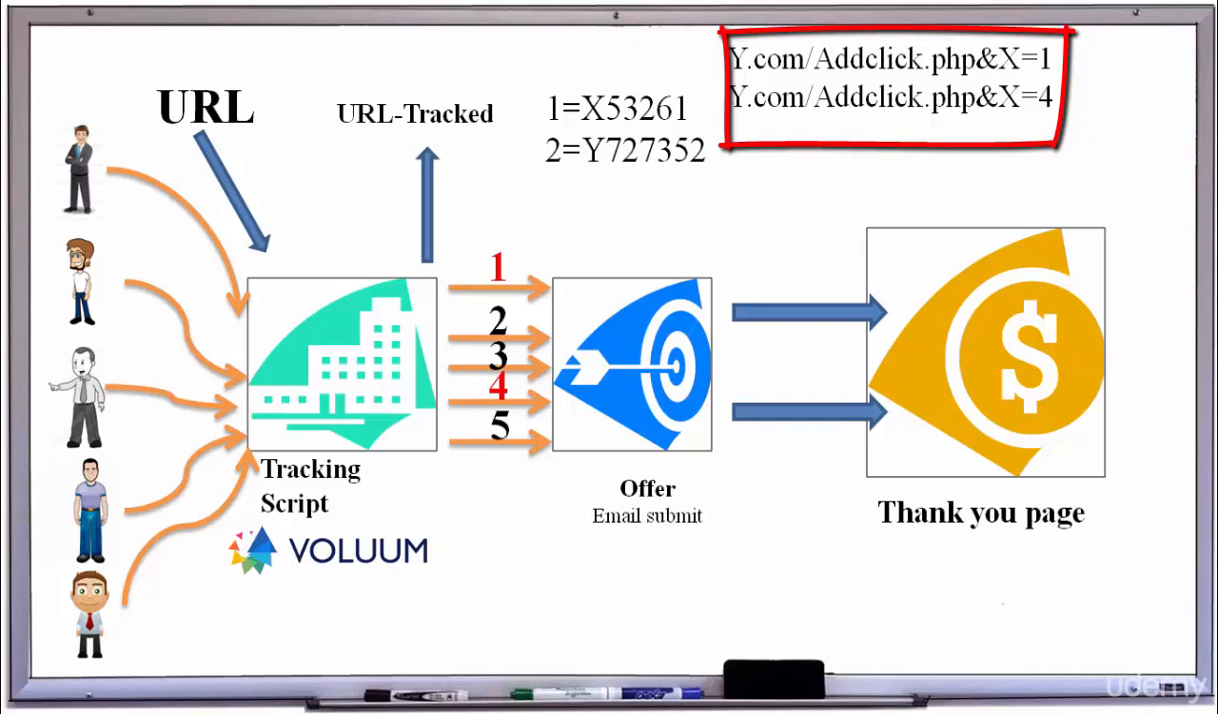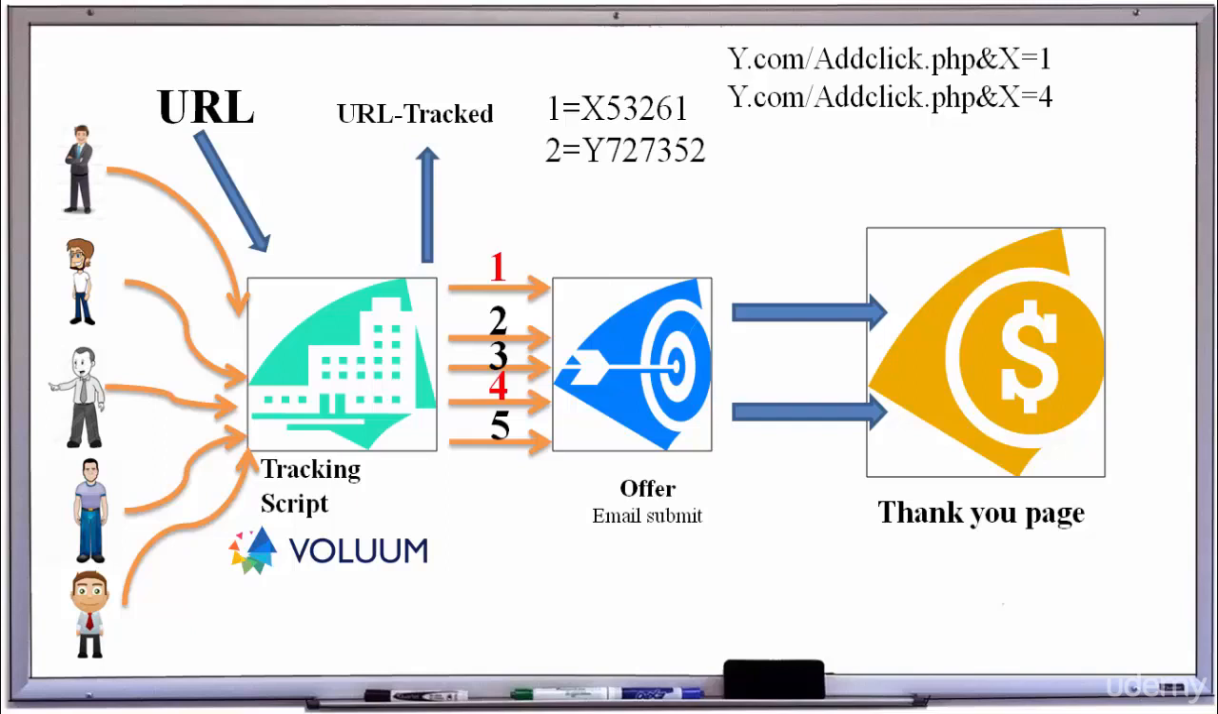addclick.php. And for example, when visitor number 1 visits the thank you page, that script is going to change the URL and add the ID of the visitor. For example, the link will be y.com/addclick.php?x=1. And if visitor number 4 visits the thank you page, they are going to open your link, automatically add the number 4 at the end of the link, and send a ping with that link to the tracking script.